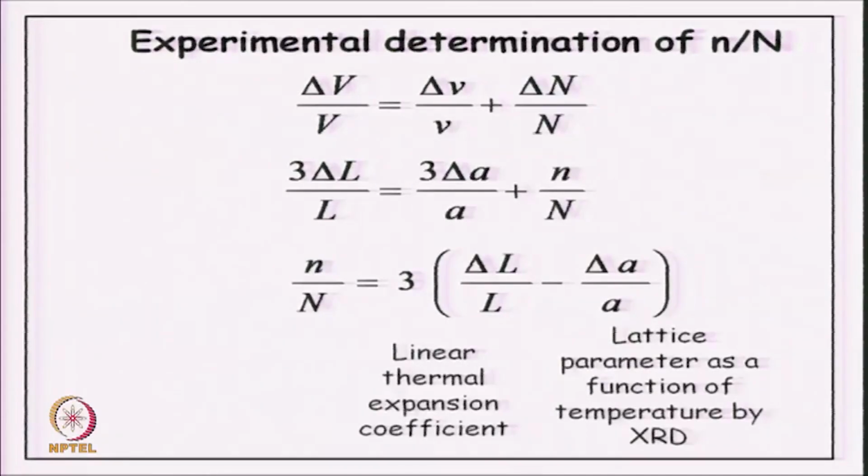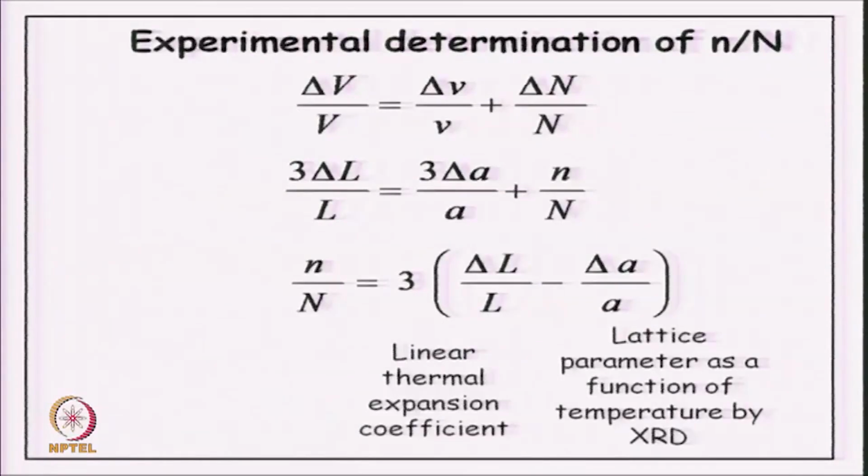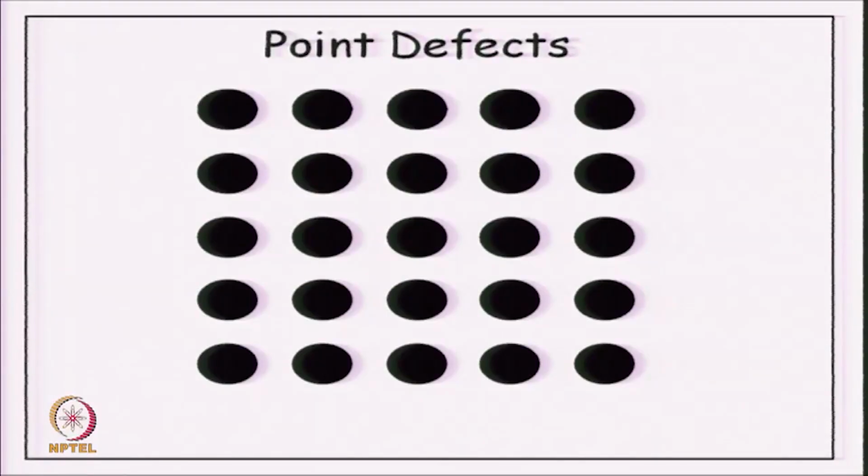So, you will then get the fraction of vacant sites in your crystal. If this fraction of vacant sites is measured as a function of temperature, you can then use your equilibrium concentration formula to find delta H F. So, this is one way of getting delta H F.